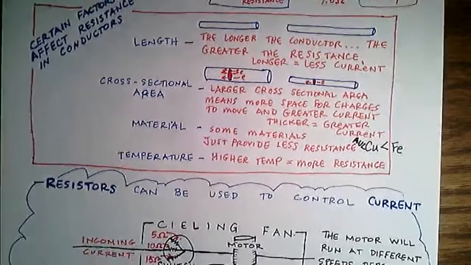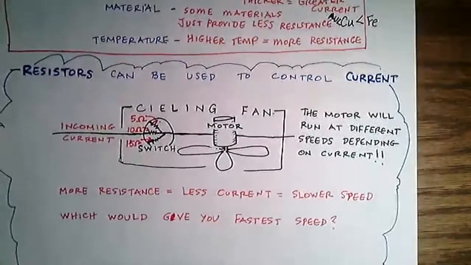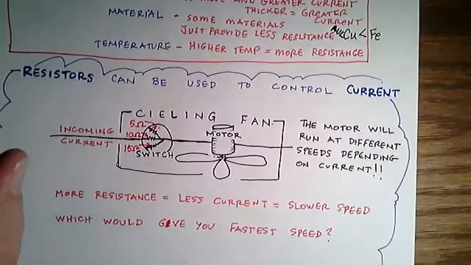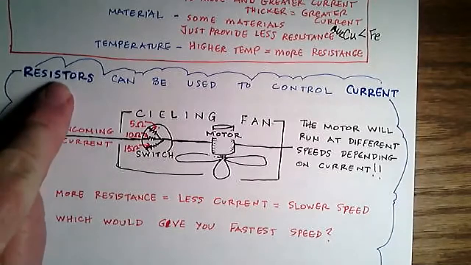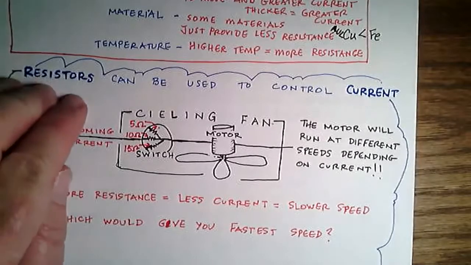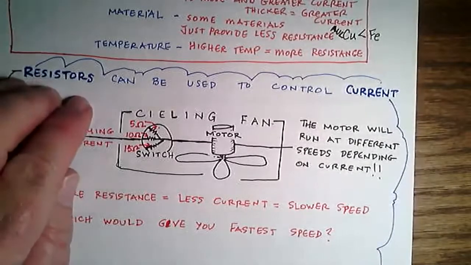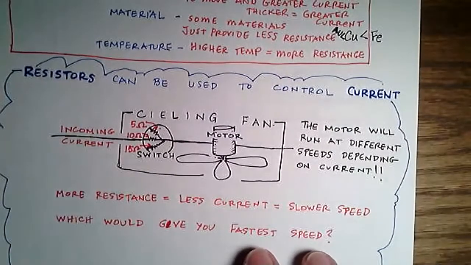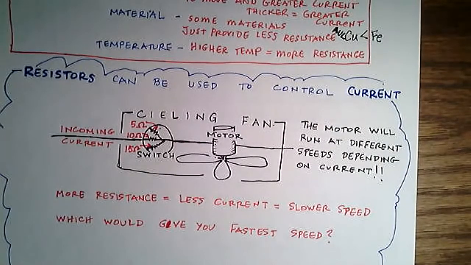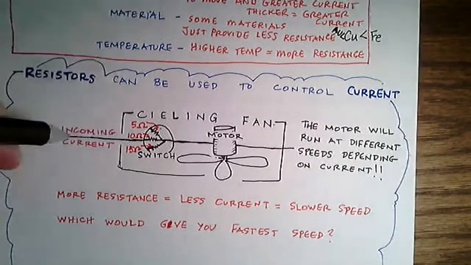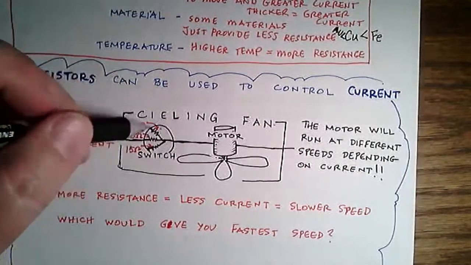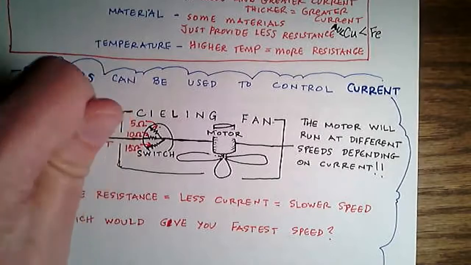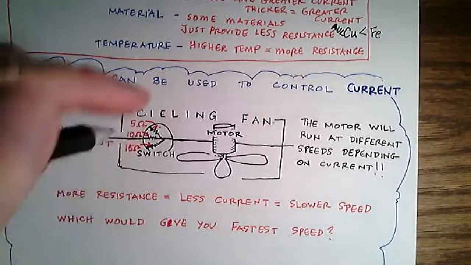And then finally, what I'm going to say on this is a practical use of things that offer resistance. We have these little devices called resistors, and we can use these in electronics to control current. So a good example of this would be like a ceiling fan. If we look at a ceiling fan, you'd have incoming current, and then you know how on your ceiling fan you have like a little chain and you can pull the chain and it changes the speed of the ceiling fan?